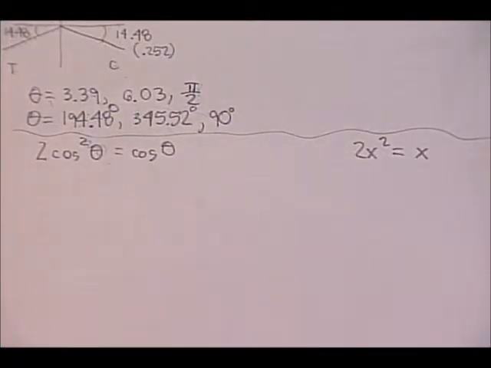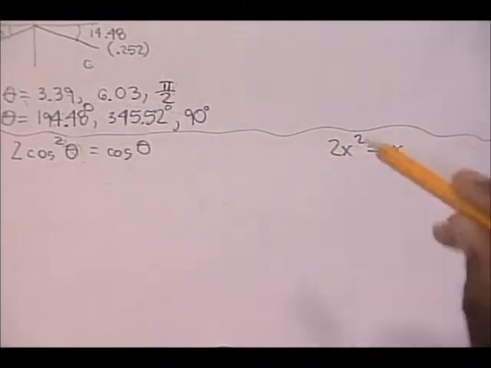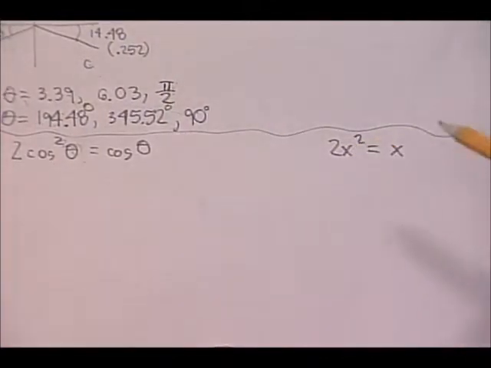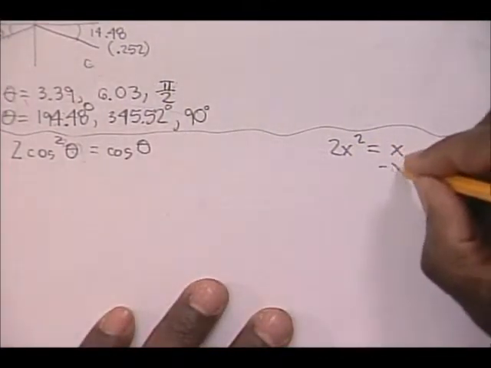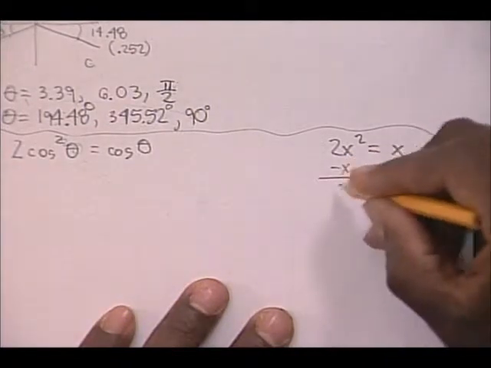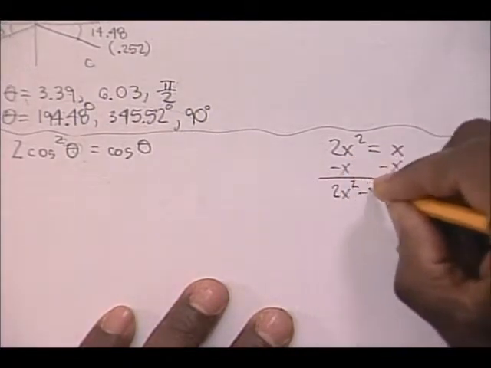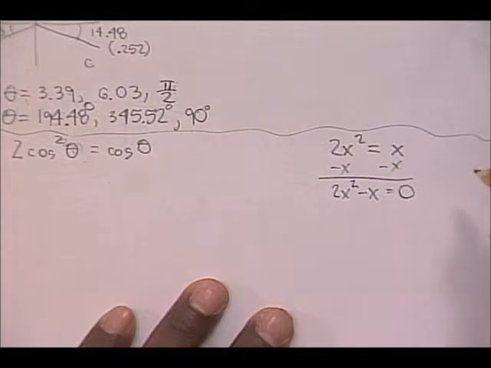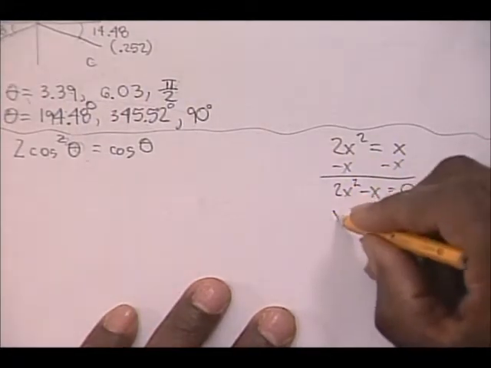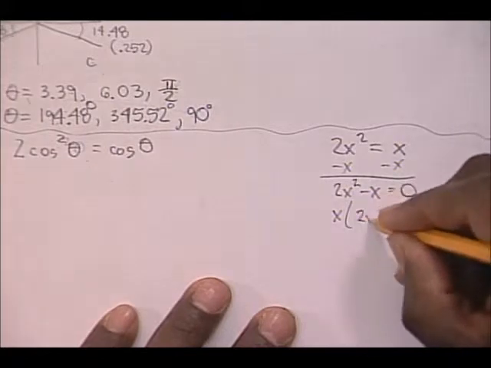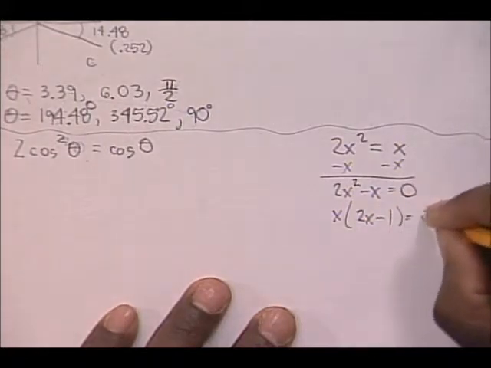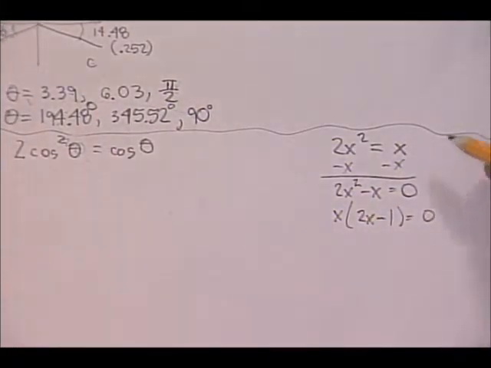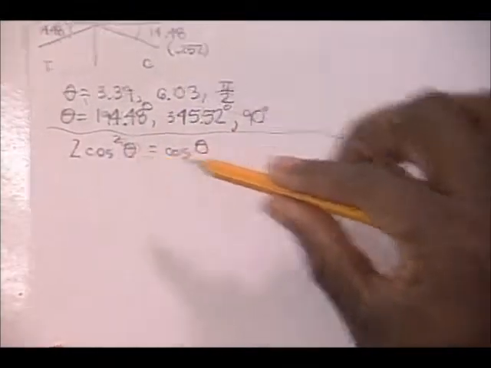So if you cannot solve this equation right here, you need to go back to your algebra. Quickly, what I would do here, subtract the x on both sides. You get 2x squared minus x is 0. You've got to be able to solve this equation. Now you factor out the x. You get 2x minus 1 is 0. All right? So that gives you direction on what to do over here.